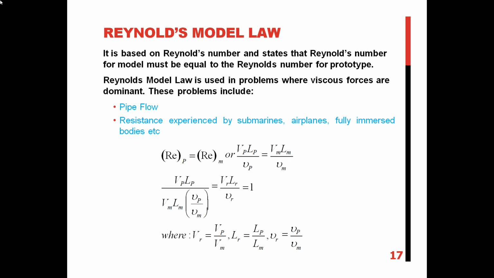Here Vr is equal to Vp by Vm, Lr is equal to Lp by Lm and nu r is equal to nu p by nu m. We are just taking this as common. If you want, you can directly go from this also. So Vp Lp divided by nu p is equal to Vm Lm divided by nu m is equal to Vr Lr by nu r is equal to 1. If you want, you can do it like this also.